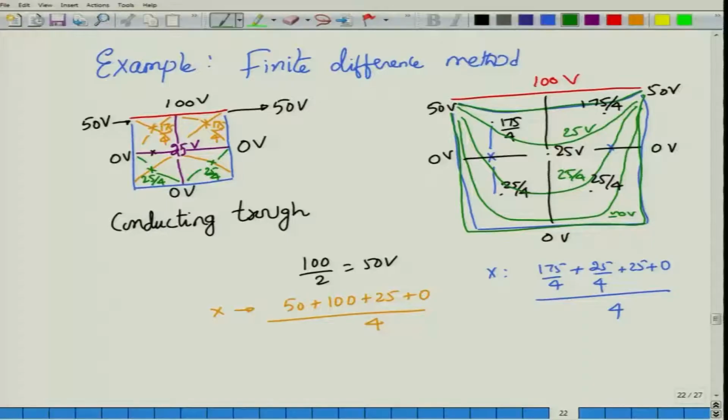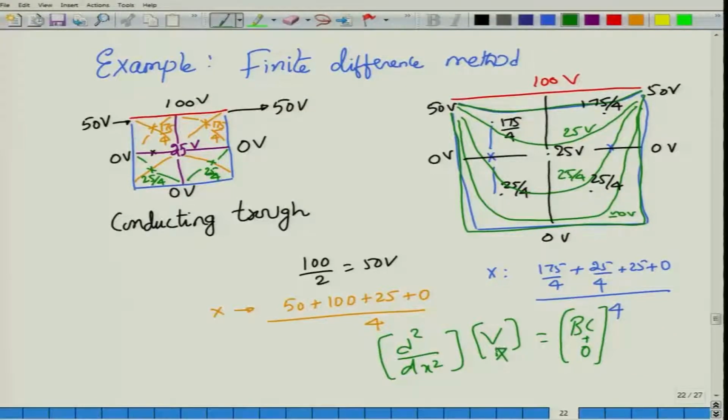So you will have the matrix corresponding to d square v by dx square on the left hand side, and then this would be the matrix corresponding to the operator d square by dx square times v, that must be equal to some boundary condition plus most of these values will be equal to 0, and then you proceed to solve for the unknown potential values v, which you have marked out there, by a matrix solution.